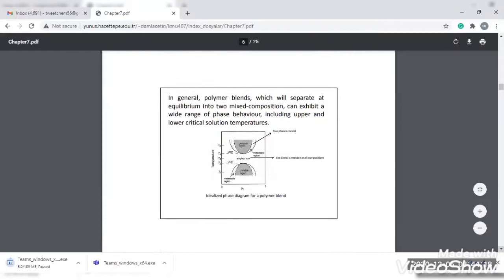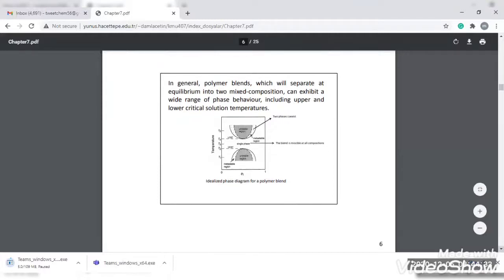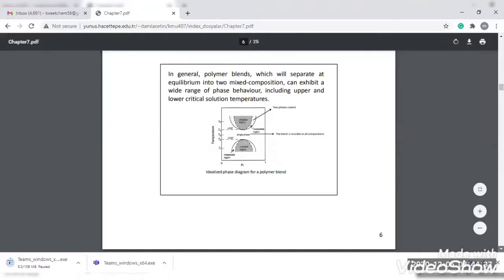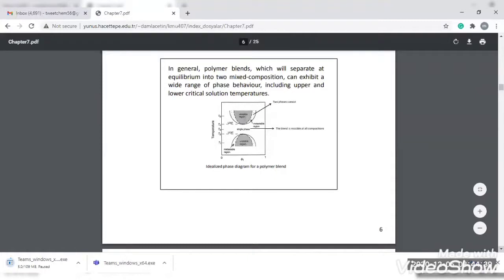But in general, a polymer blend will separate at equilibrium into two mixed compositions, which can exhibit a wide range of phase behaviors, including upper and lower critical solution temperatures. Here is a picture of an idealized phase diagram for a polymer blend, a graphical representation with temperature and volume fraction, showing the range of phases including the upper and lower critical solution temperatures.